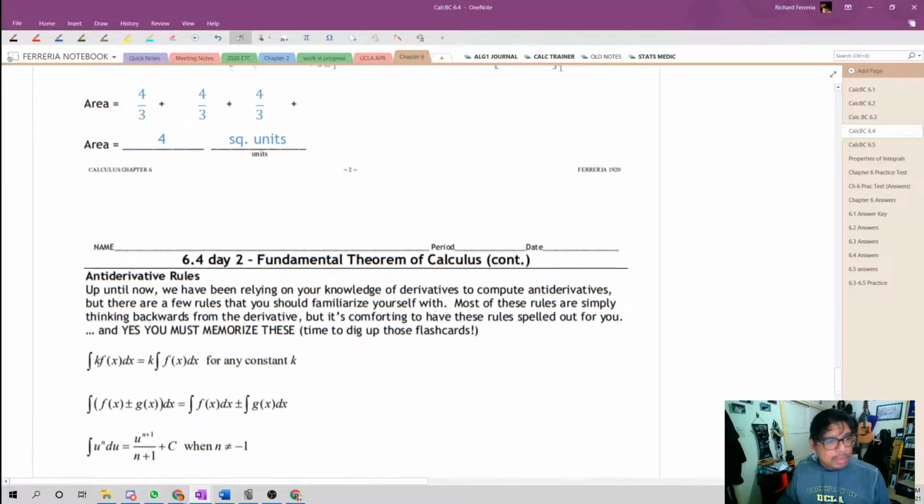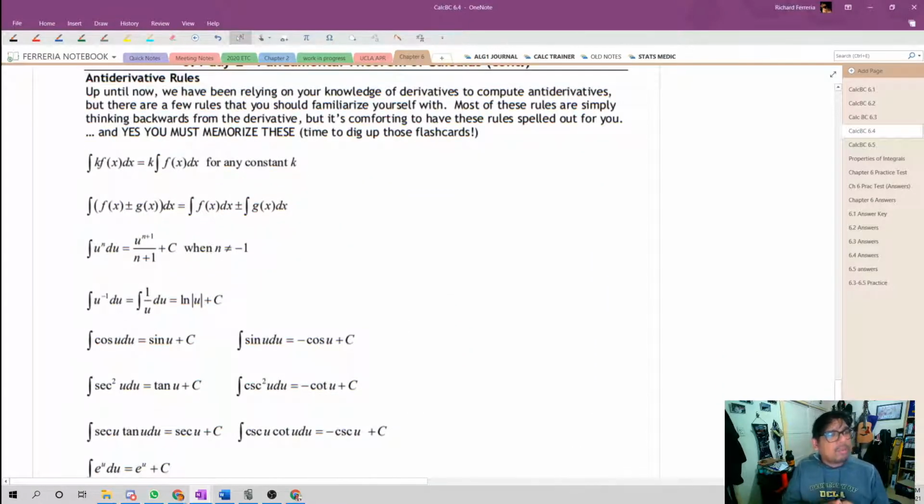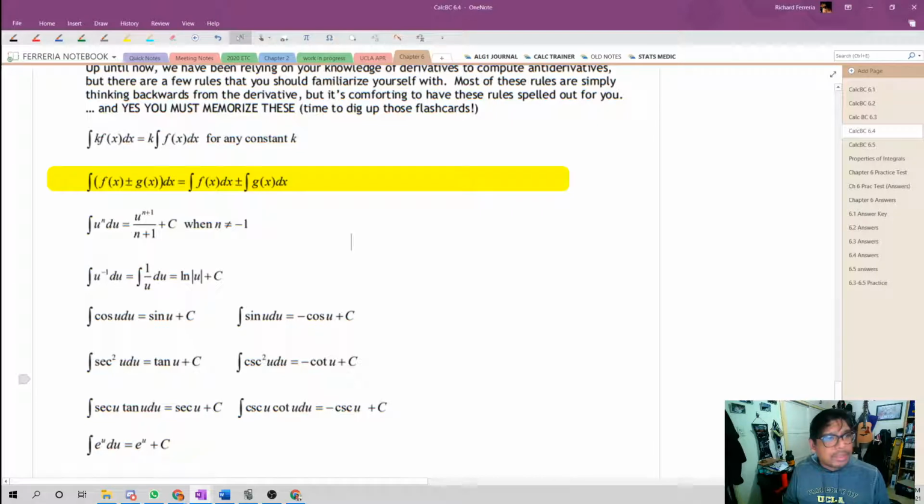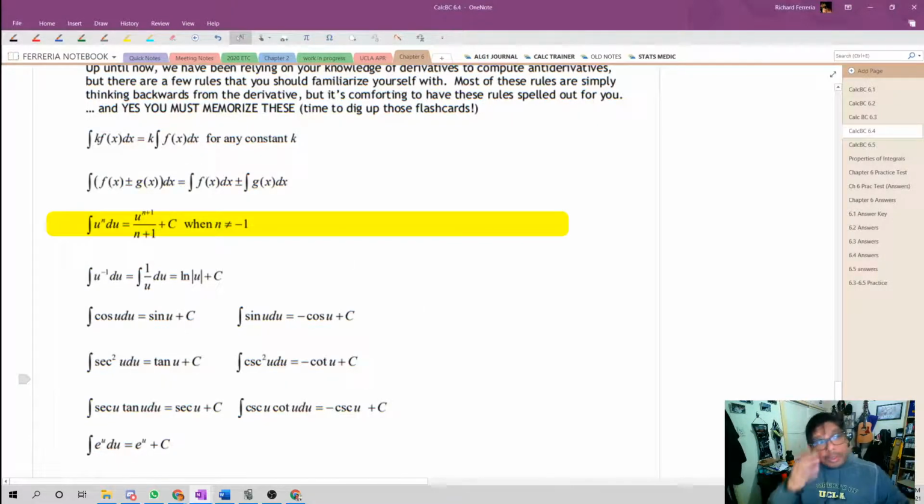So let's move on into the next part with the antiderivative rules. And, you know, in bold here it says, yes, you must memorize these. So these are the ones you have to memorize. We have met a few of these already. For example, here's constant multiple. Here is sum and difference. Most students will find this to be the most useful antiderivative of all, and it is the antiderivative for finding any power function. So let's get into it. Let's take a look at the power function.